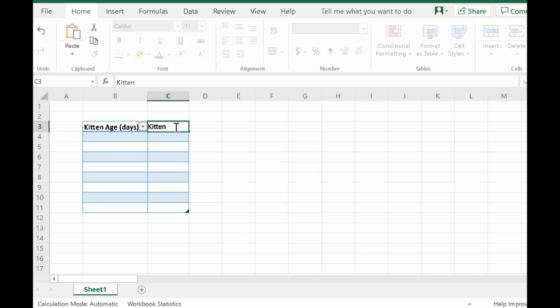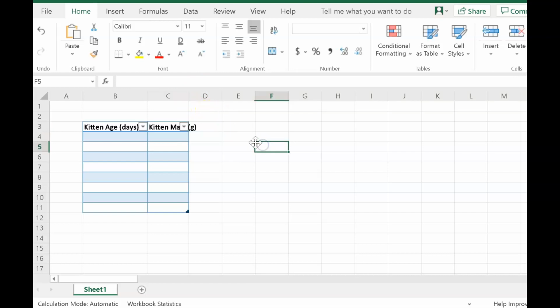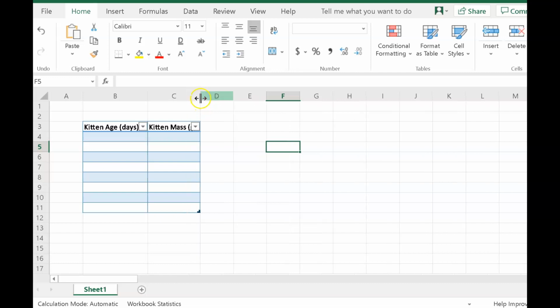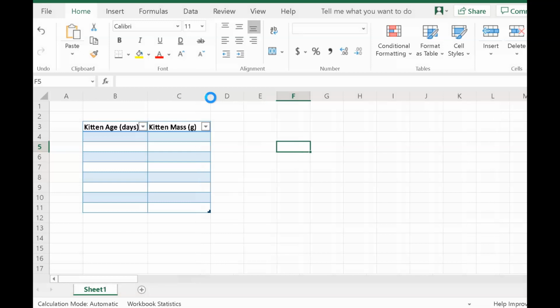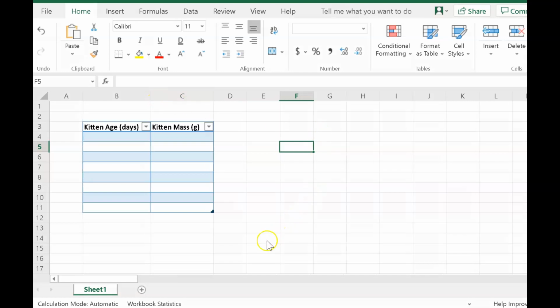Or you can say weight, but in science we say mass, right? So kitten age, kitten mass, and kitten mass is going to be in grams. G stands for grams. It's important to say the age in days because it can be in years, for example, or the mass can be in pounds or in kilograms. So in science, it's always important to state the units of measurements. Okay, something like this.